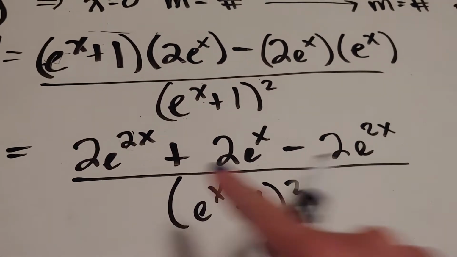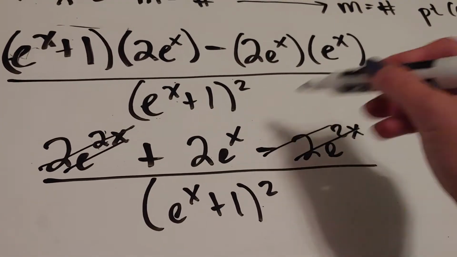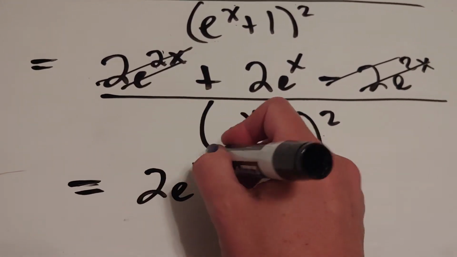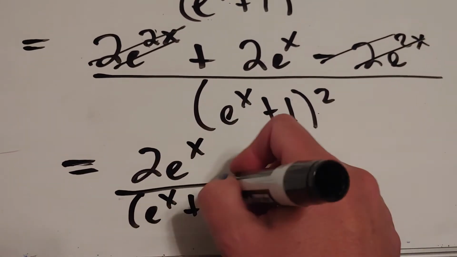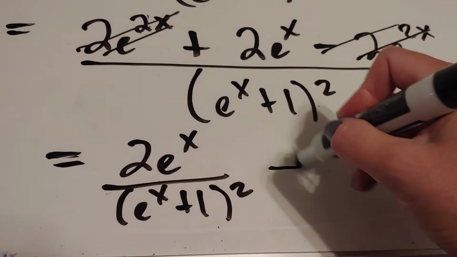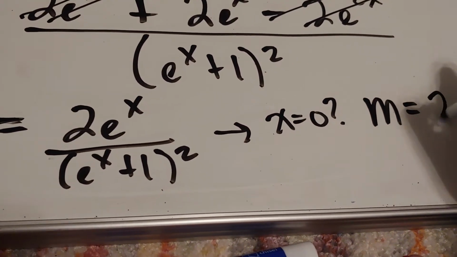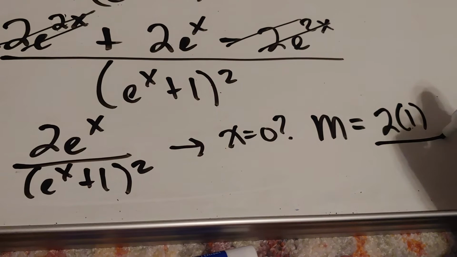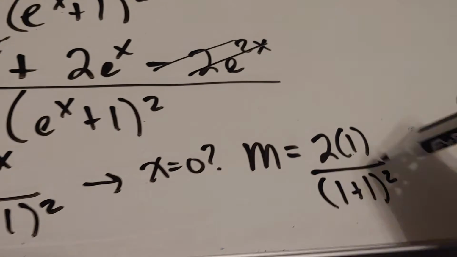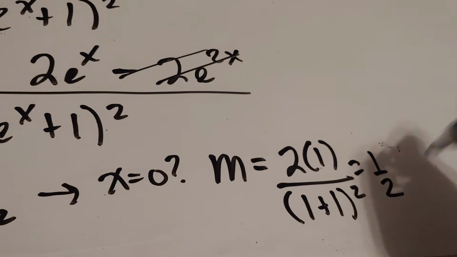Okay, now 2e to the 2x minus 2e to the 2x, gone, goodbye. So this whole thing is going to be 2e to the x over e to the x plus 1 quantity squared. Okay, now to get my slope of my tangent line, I'm going to plug in x is 0. So if I plug in x is 0, the slope I'm going to get is 2e to the 0, which is 1, e to the 0, which is 1 again, but now I have the denominator squared. So I have 2 over 2 squared, so 2 over 4, I get a slope of a half.